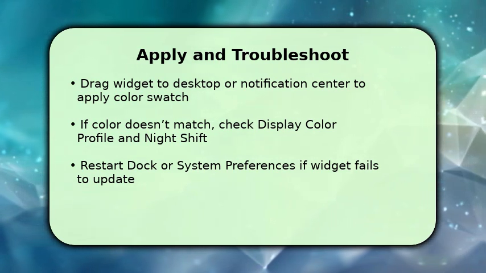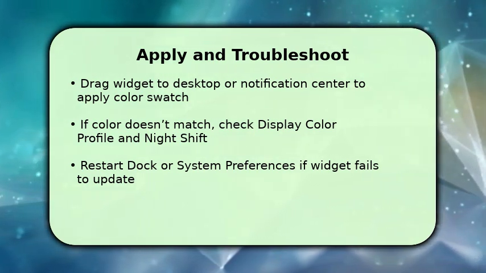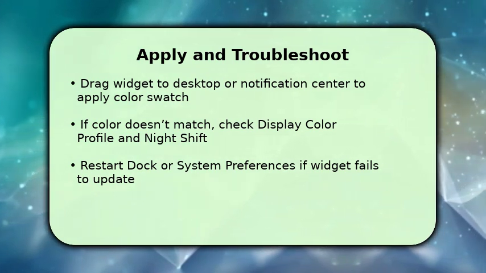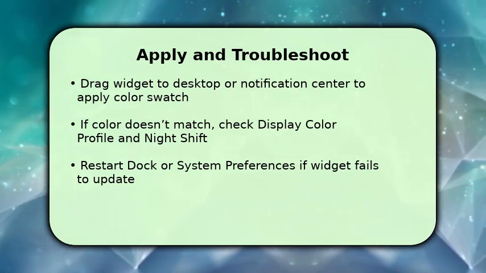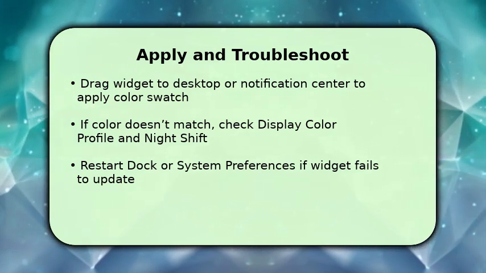If the color appears off, check your display color profile and disable night shift or true tone temporarily, because those shift hues. If the widget won't update or disappears, restart the dock or quit and reopen system preferences. That usually resolves state issues without losing presets.